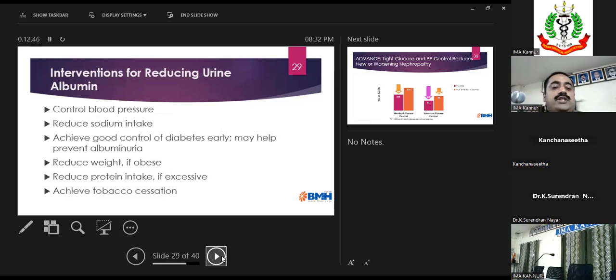So, what are the interventions for reducing urine albumin? The first and foremost, control the blood pressure, reduce sodium, achieve good control of diabetes early, reduce weight if obese, reduce protein intake, and achieve tobacco cessation. In the initial stages, we usually advise protein restriction. As the creatinine rises, as the CKD advances, we reduce the protein to 0.8 gram per kg per day. Protein restriction has been found to delay the progression of CKD. The worst part is that many times you can see a lot of protein powders being pumped into kidney patients, which is worsening the renal function. So in advanced CKD, in a patient with rising creatinine, always make sure that the protein is restricted and no protein powders are pumped in.